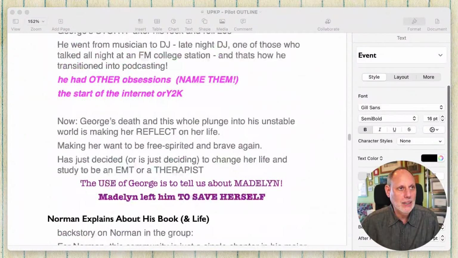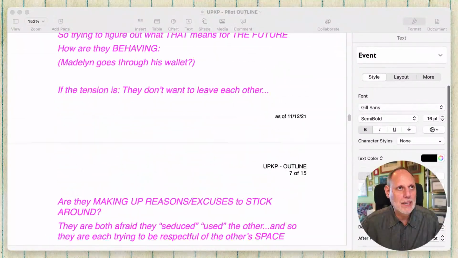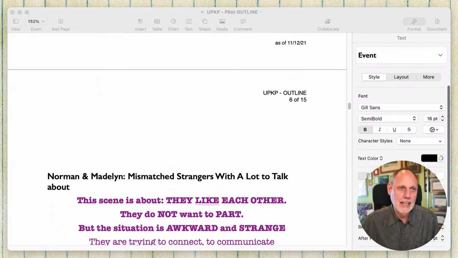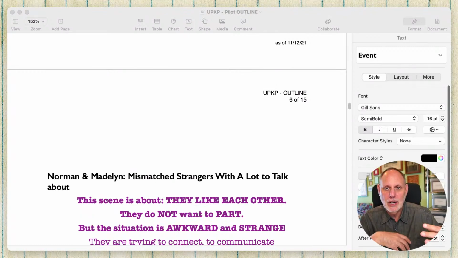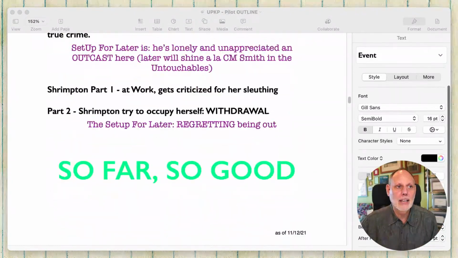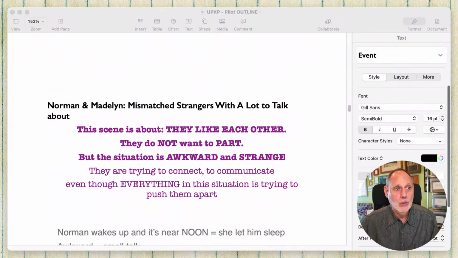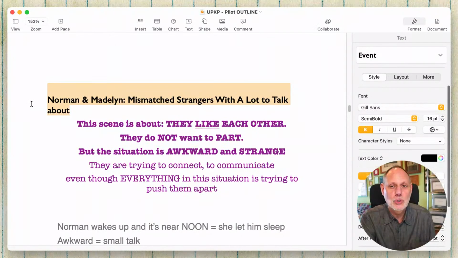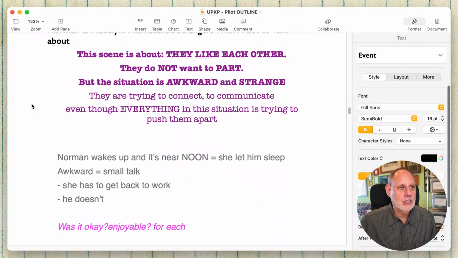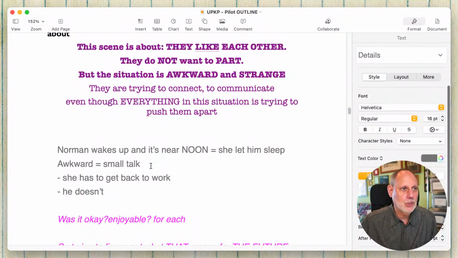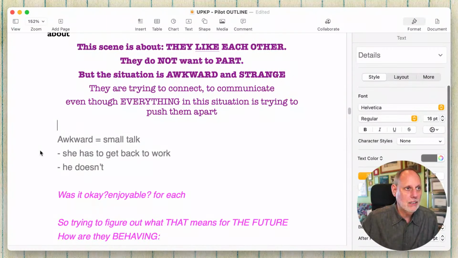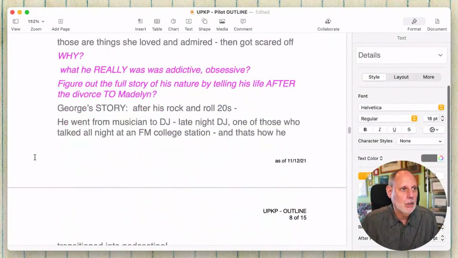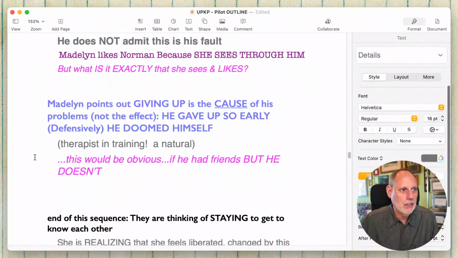We are just explaining where we are, which is we've got this big sequence. I am just going to start here at the beginning, at the so far so good, which is my marker that I just drop in the outline wherever I am so that I know where in the story I have gotten to. And now, we are just starting with this scene, Norman and Madeline, strangers with a lot to talk about. And we had just yesterday gotten to this part. We finished this, so I'm going to delete it. I'm going to take that out and move it later, because this is something that happens here. Look at this.